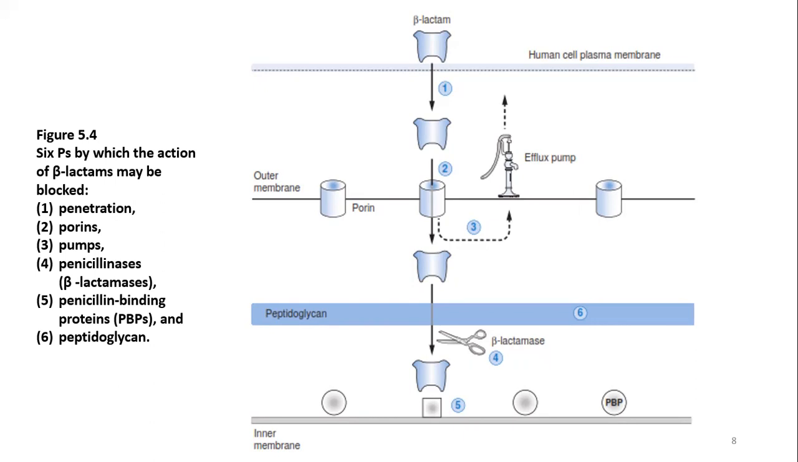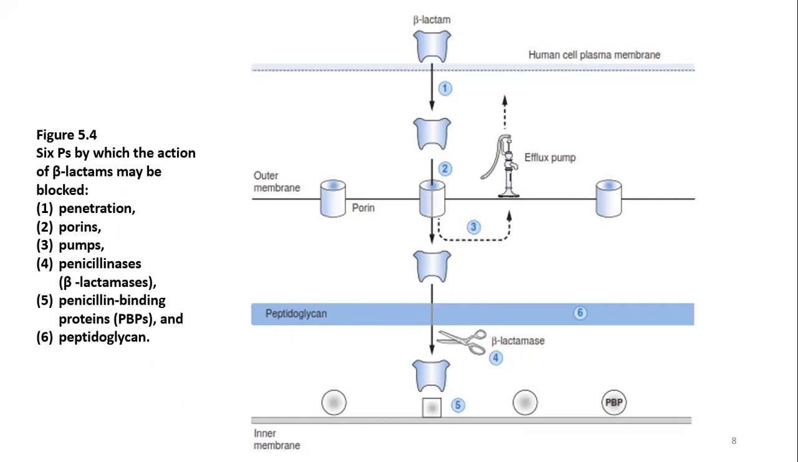Okay, the second one is porins. Porins are basically a special type of channel protein present in the outer membrane of bacteria. Okay, so in the case of gram positive bacteria, there are no porin proteins. Basically these are channel proteins, so there are no channel proteins, and the penicillin can easily get access to the peptidoglycan layer.